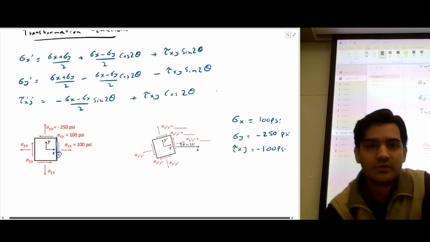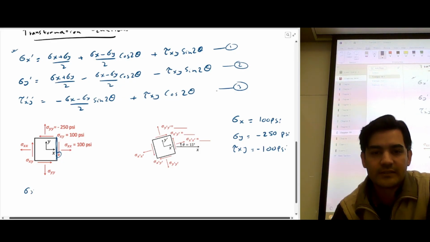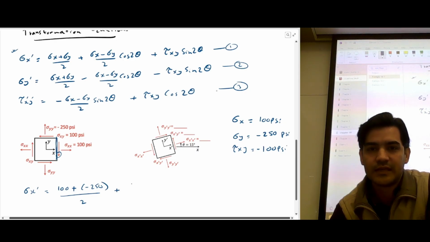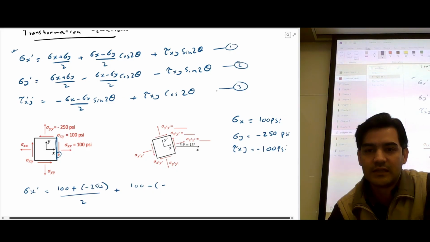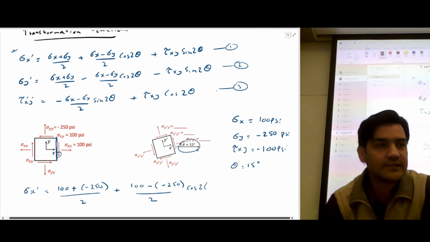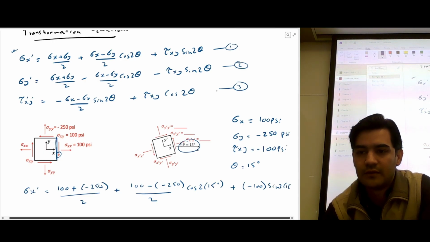So now we can use the equations. This is equation 1, this is equation 2, this is equation 3. So the updated stress, stress x prime, would be equal to stress x, 100, plus stress y, negative 250, divided by 2, plus stress x, 100, minus stress y, negative 250, divided by 2, and then cos of 2 theta, where theta is 15 degrees, right? We need to figure out the transformed stresses if we rotate the stress element at a 15-degree angle. So we're going to use 15 degrees, plus tau xy, negative 100, and sine of 2 times 15 degrees.